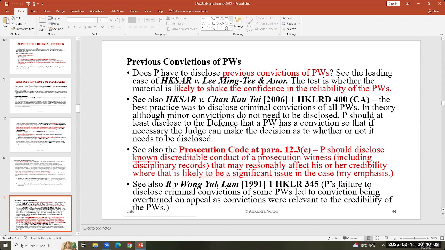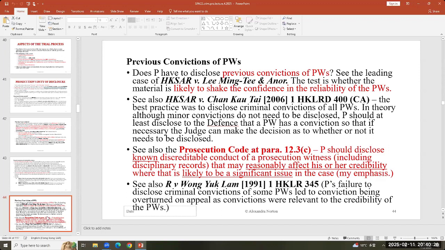But there are other authorities which say that really, because the prosecution have such an onerous duty of disclosure, they should err on the side of caution. And if ever in doubt about whether a previous conviction is covered by their duty to disclose, they may wish to disclose it to the judge so the judge can decide whether it's relevant to be disclosed to the defense or not.